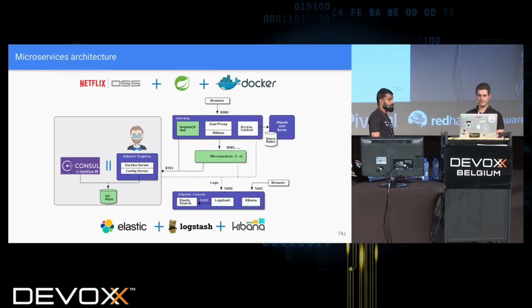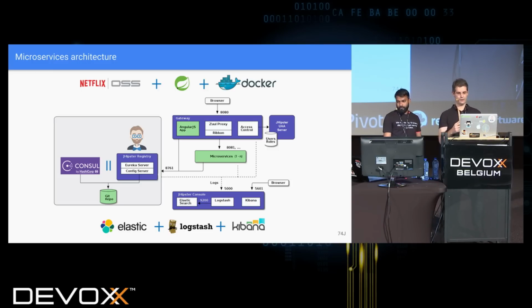What we are going to generate here is a full microservice architecture. We've got a gateway on the top. So the user, the browser, is coming to the gateway. The gateway is basically what we already coded. We've got an AngularJS app, we've got some entities. And this gateway is going to be connected to microservices using a registry.